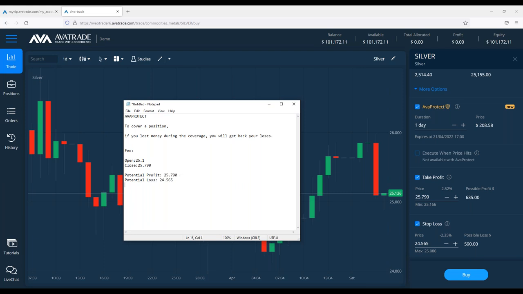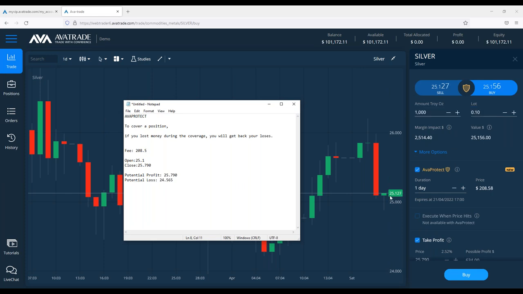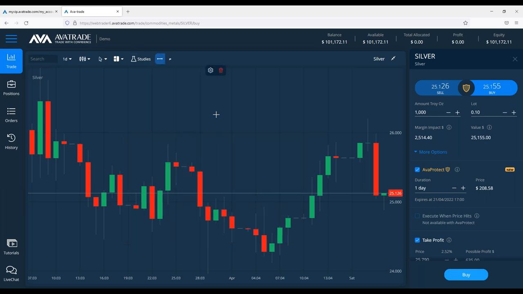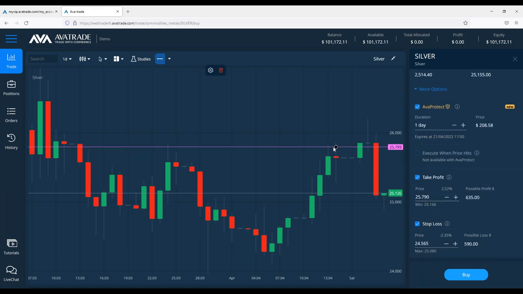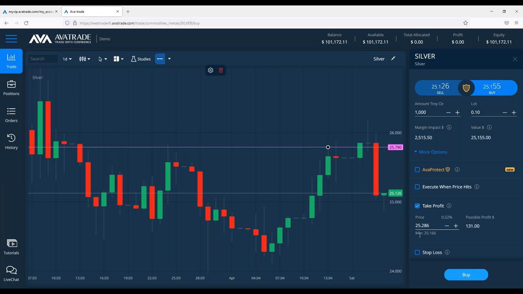25.790. Okay. So the scenario here is very, very simple. We are all hoping for a buy. That means that we're buying here, hoping that it will get to, just a second. Let's make it, what was the take profit? 790, that's right around here.